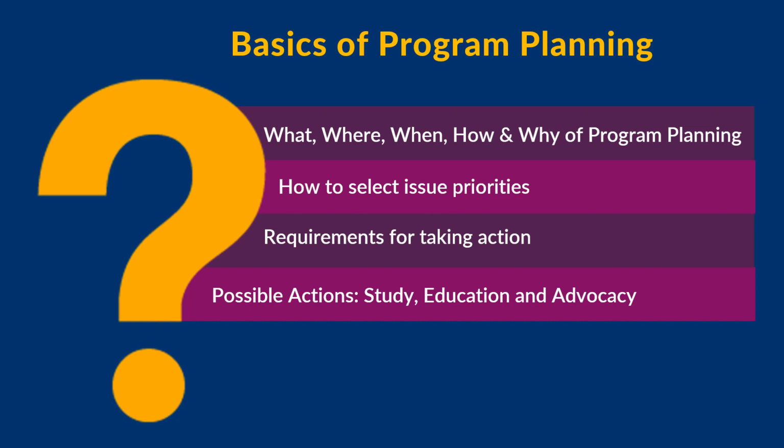Next, it's important to understand the requirements for taking action on our issue priorities and how to meet those requirements. And finally, we'll take a look at how to identify the possible actions we can take: a study, education, or advocacy.